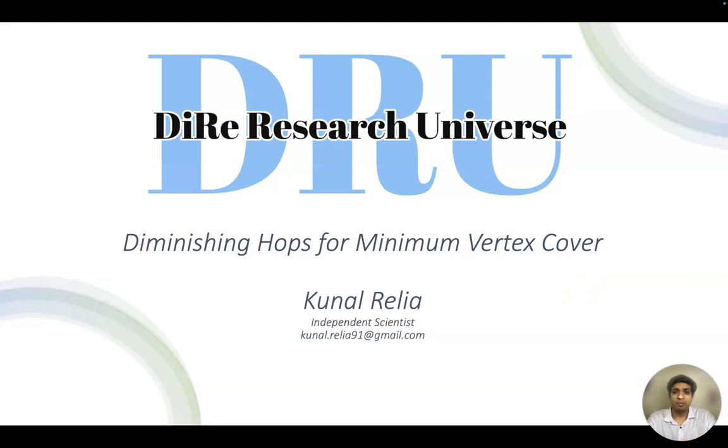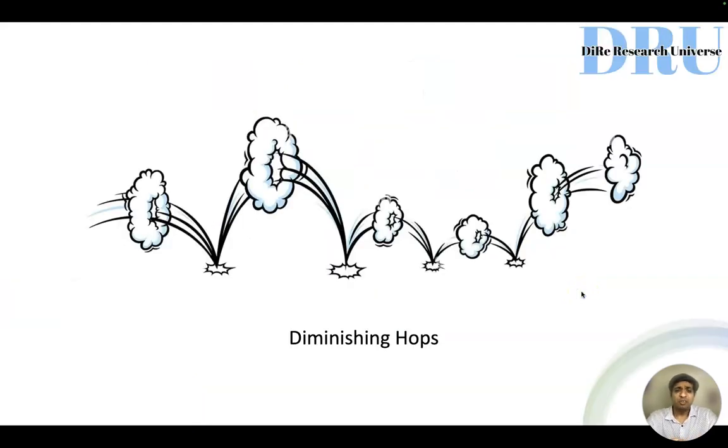Diminishing hops for minimum vertex cover. You may be already wondering what is this new term in the context of the minimum vertex cover problem. And obviously the image on your screens does not paint any picture whatsoever, let alone a technical one. Hence, let me start by using an analogy that will paint at least half a picture on diminishing hops even before I actually introduce the concept.